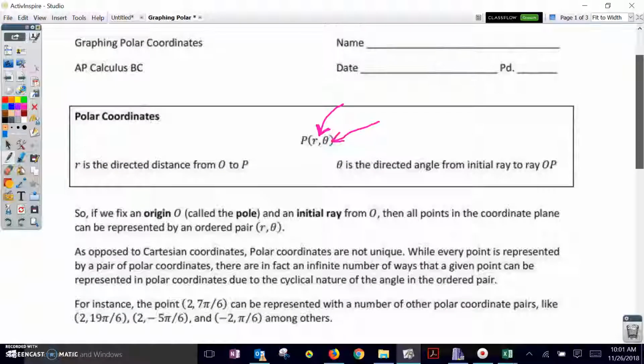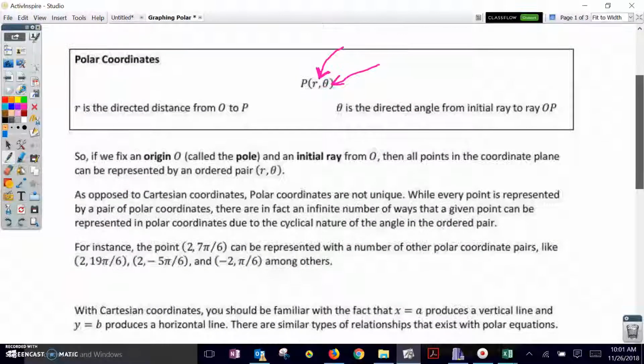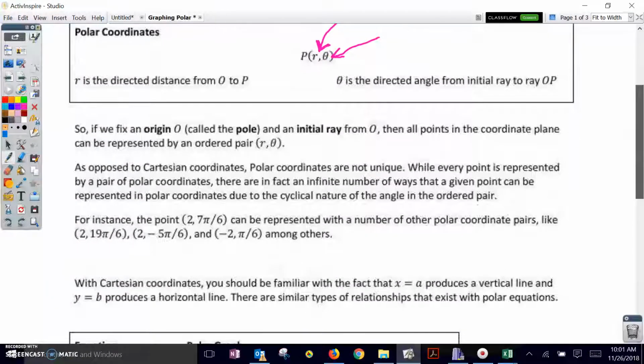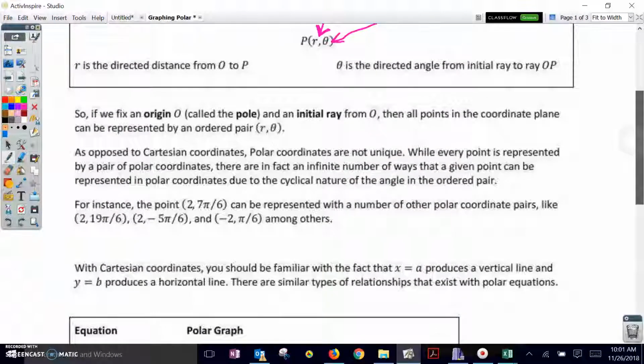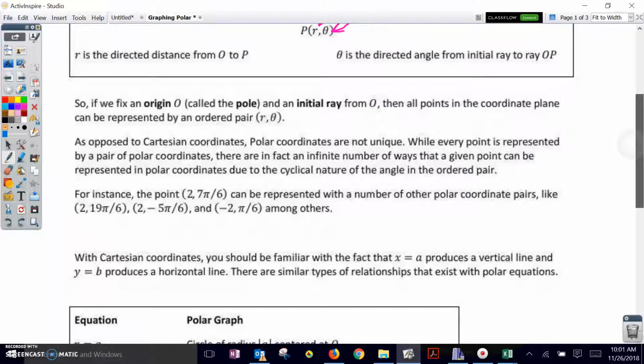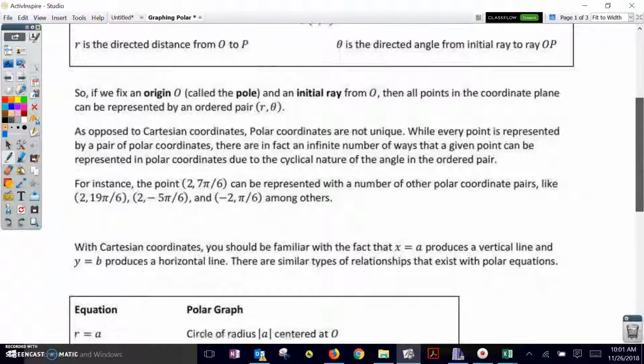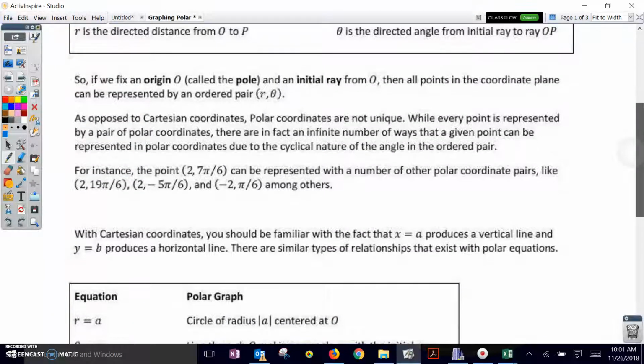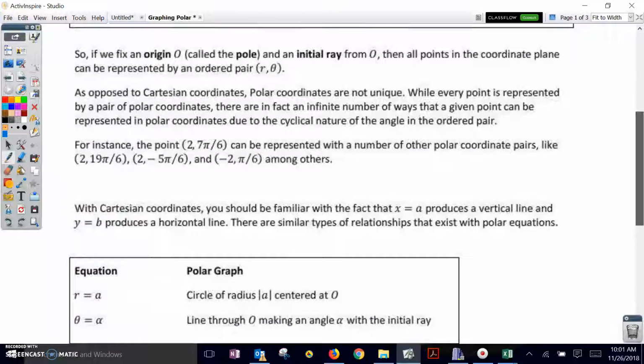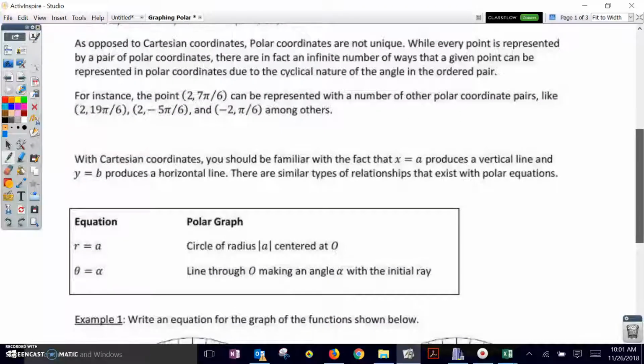r theta. It talks here a little bit about polar coordinates not being unique and how some points can be represented, well, all points can be represented with multiple polar coordinates. You can read through that at your leisure.